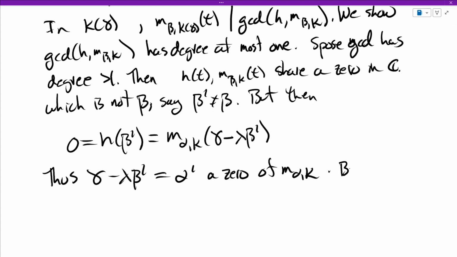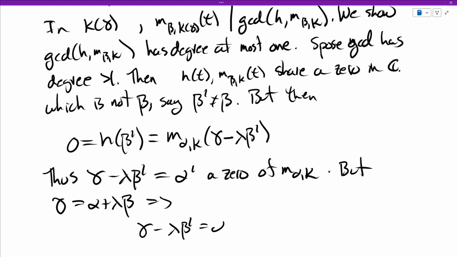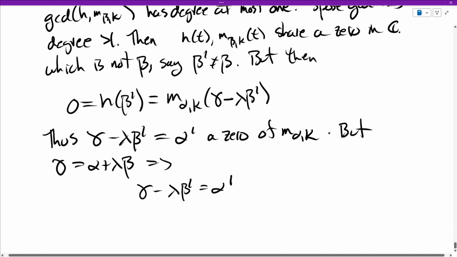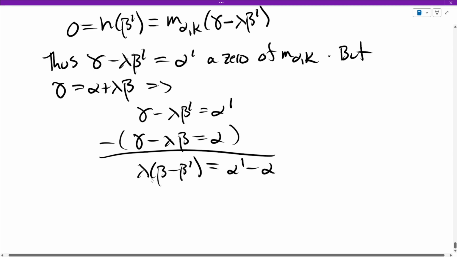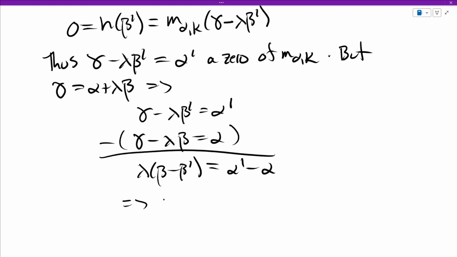All right, but also gamma is alpha plus lambda beta. So I think we can look at gamma minus lambda beta prime equals alpha prime, and then we can look at gamma minus lambda beta is alpha, and then I think we can subtract them. So if we subtract them, what do we get? We're going to get plus lambda times beta minus beta prime, and then we're going to get alpha prime minus alpha, and then the gammas go away. Now beta is not equal to beta prime, because we're assuming more than 2 zeros. So this tells us then that lambda is alpha prime minus alpha over beta minus beta prime.